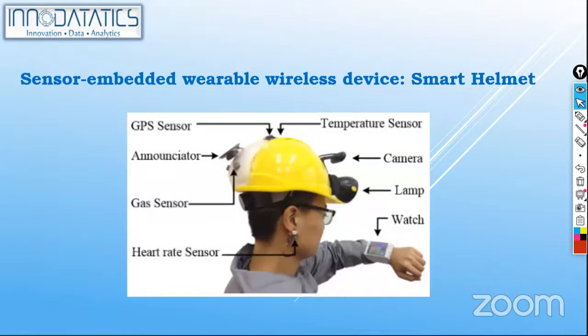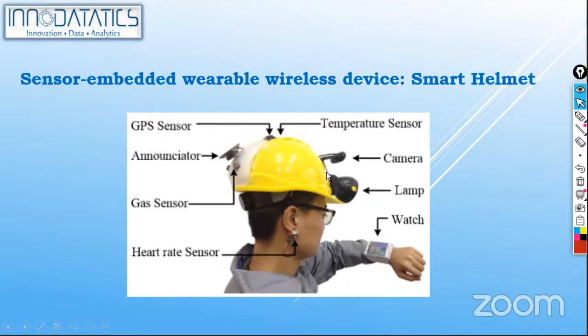As you can see on the screen, this is what a smart helmet is going to look like. There's a GPS sensor here and a temperature sensor. This is a gas sensor as well, and a heart rate sensor, which is connected to the earlobe. We'll discuss why it's connected to the earlobe. There's a camera and a lamp.